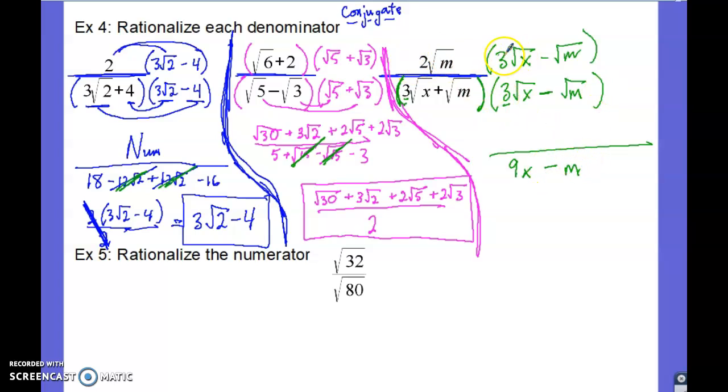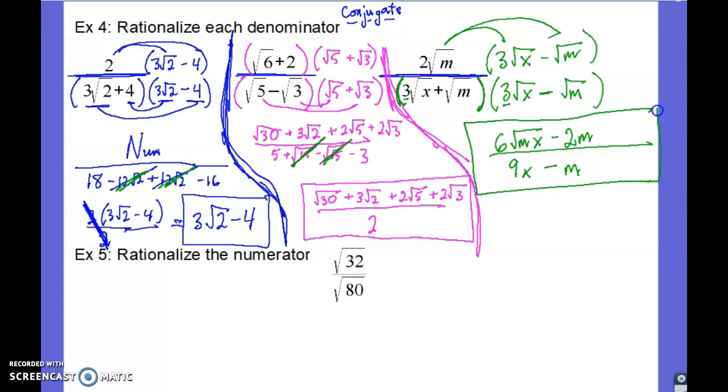Now in the numerator, I would go ahead and distribute because it's not going to cancel like this one did. So what you get is 2 times 3, because they're both whole numbers, is 6 root mx. And then as you distribute, you get minus 2 root m times root m is just m. And this is a perfect answer. And we can move on.